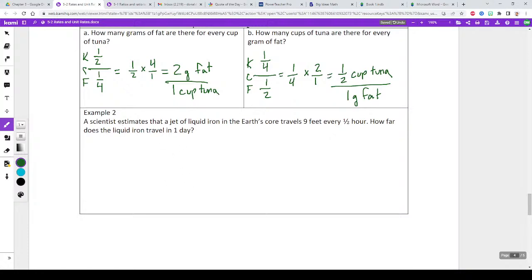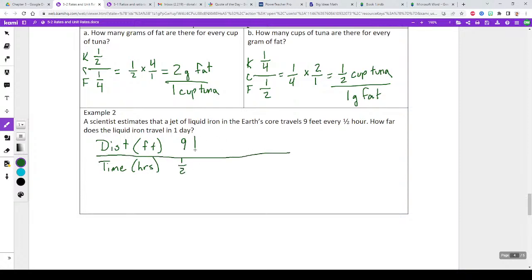So here's a problem. Scientists estimate that a jet of liquid iron in the Earth's core travels 9 feet every half hour. Wow. It's 4 o'clock in the morning, so I'm sorry, I'm misreading things. 9 feet every half hour. How far does the liquid travel in 1 day? So we're looking at distance, and I'm going to make a table because I think it makes more sense. Distance in feet compared with time in hours. And so we're looking at 9 feet every half hour.